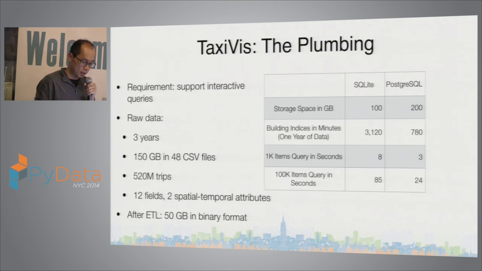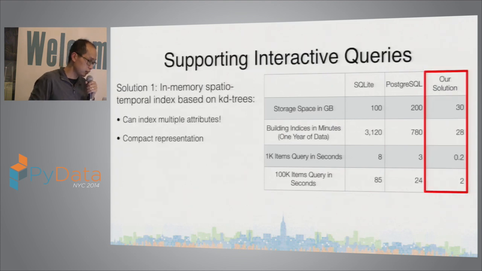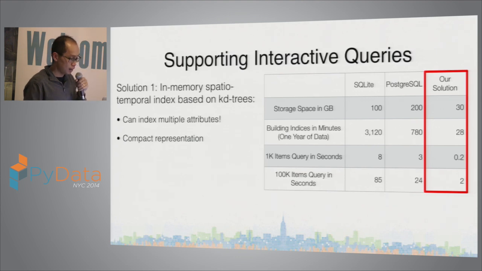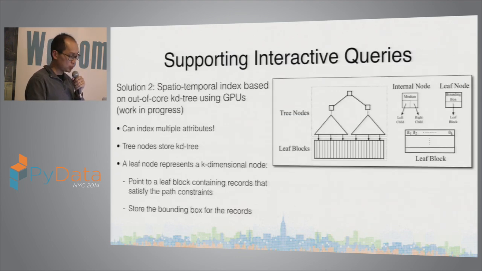So it's really slow. In order to solve our problem with interactive queries, we built our own in-memory database with compact representations, based on KD-trees. There are a lot more technical details in the paper, but pretty much we reduced the size of the database to 30 gigabytes and the building time to half an hour, while the query performance is much faster, like an order of magnitude faster. Based on that preliminary work, we also have a GPU-based index, which means we're using GPUs to index the data, and it's now two orders of magnitude faster.